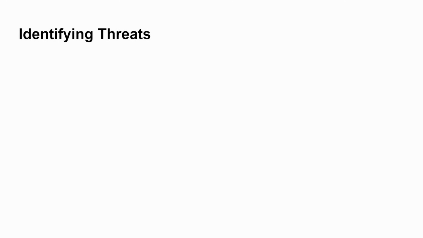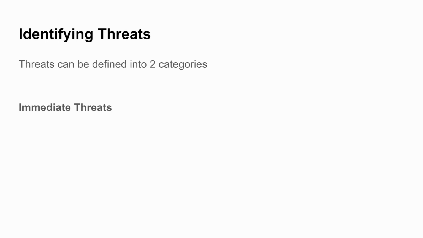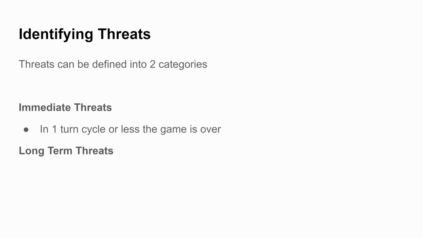Now we're going to go over what to remove. To do that, we need to identify what threats are. Threats can be defined into two categories: immediate threats, which is if in one turn cycle or less, the game is over. These are immediate threats that you need to remove as soon as possible because they can start ending games. Long-term threats, if they're not removed, are a key part of a player's win condition. These threats do not pose that much of a threat at the moment, but once they get going, building up over a couple of turns, they will then start to end games. We want to remove those when we get to that point.